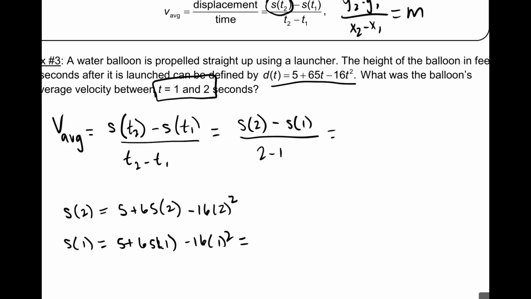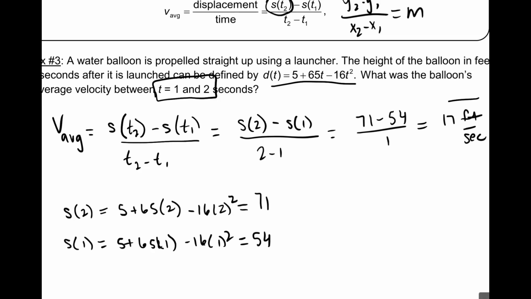Okay, this bottom one's easy. 5 plus 65 is 70. Minus 16 is going to be, wait, did I do it wrong? No, we're good. Looking at the wrong line. Okay, so this is 54, and this first one is going to be 71. Okay, so we have 71 minus 54 over 1, so that's going to be 17 feet per second.